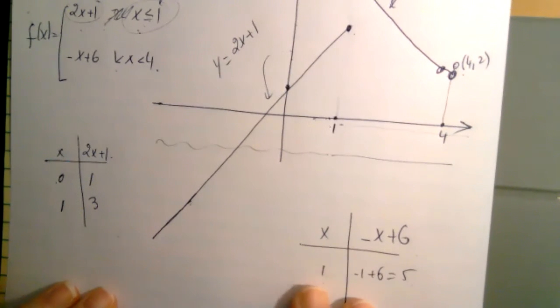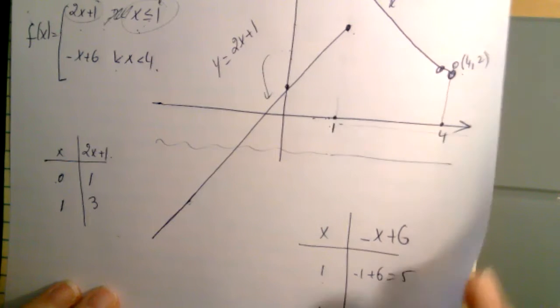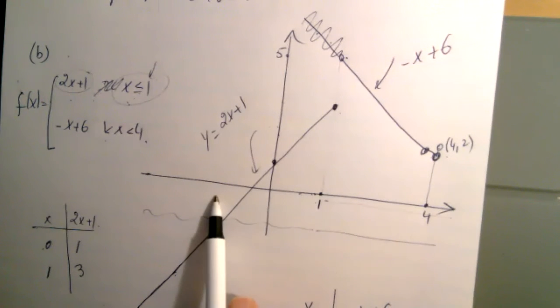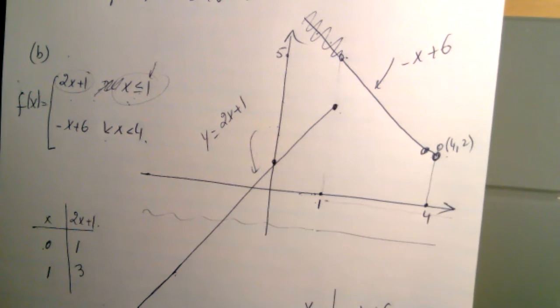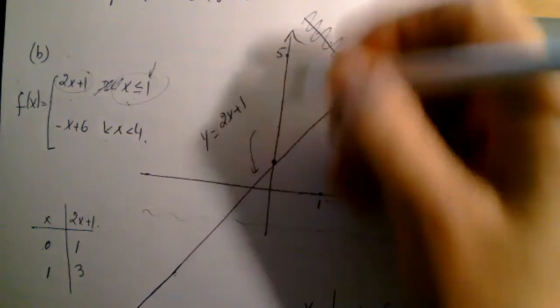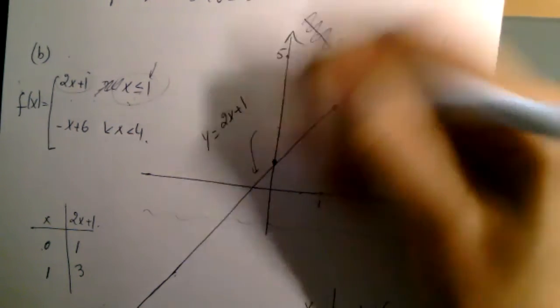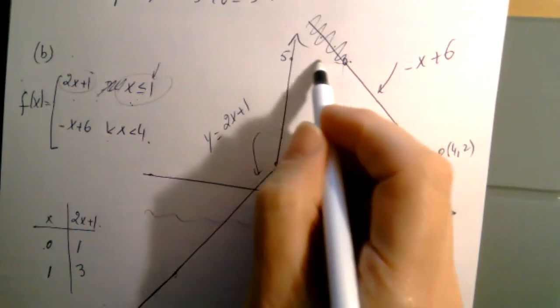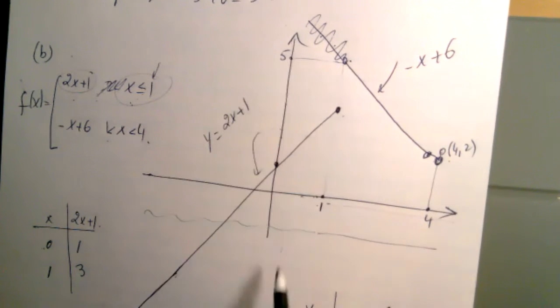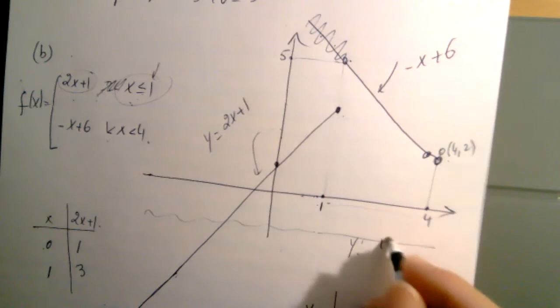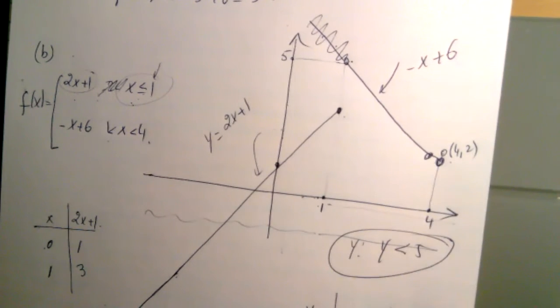Okay, the last question was find the domain. In this case, the domain is everything less than 4. Everything less than 4 is in the domain. After 4, I did not give you any rule, so you cannot tell me what's the domain. What's the range? The range is all the output values. It means all the values on the y-axis that are obtained. And the output value here is going to be everything less than 5. So the range is going to be all the y's which are strictly less than 5.